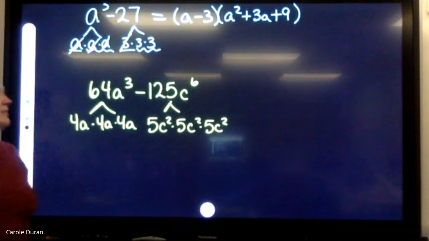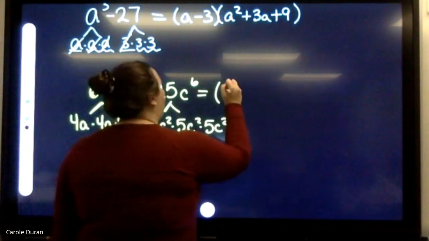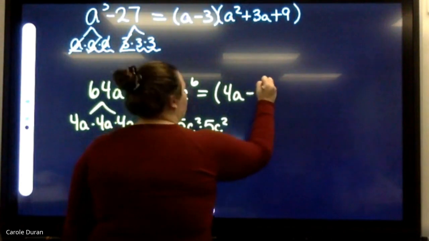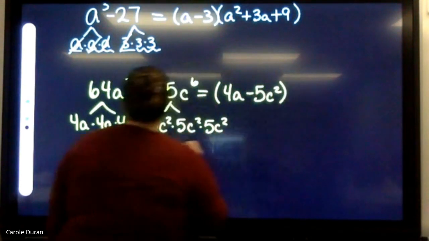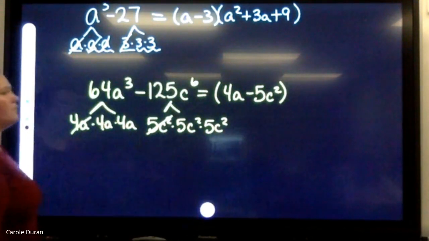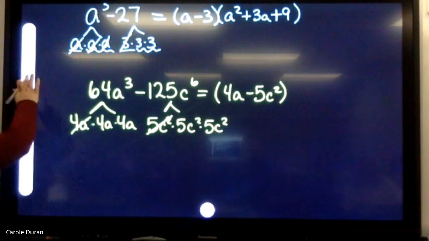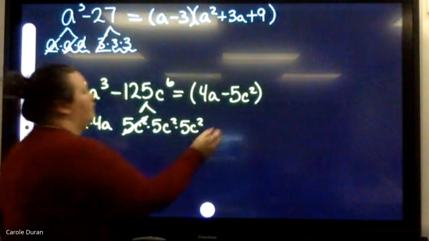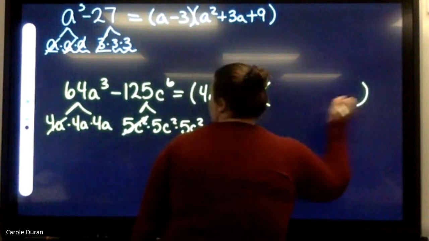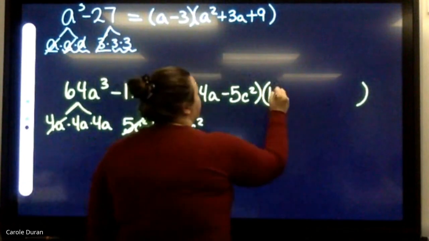Okay, so now I build my factors. I pull one of each of these for my binomial. Then I go ahead and I build my trinomial factor. 4a and 4a is 16a squared.